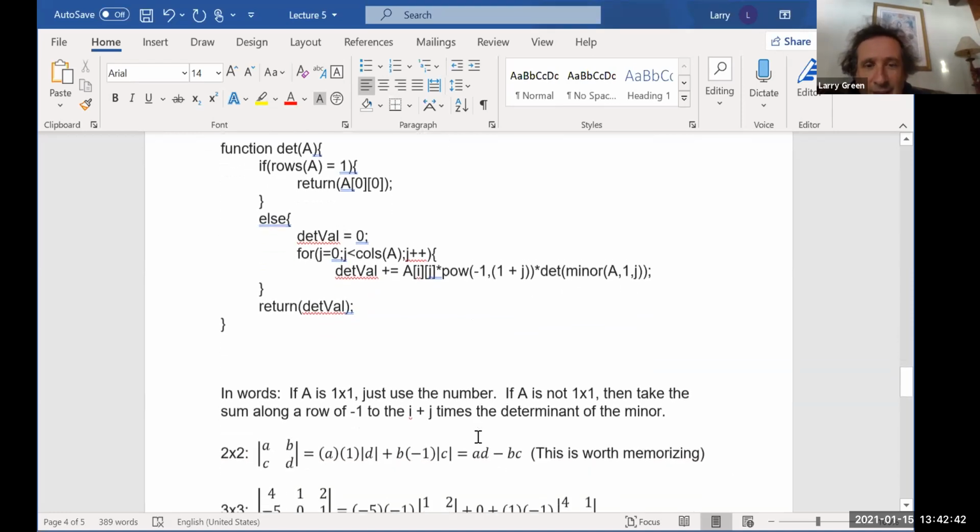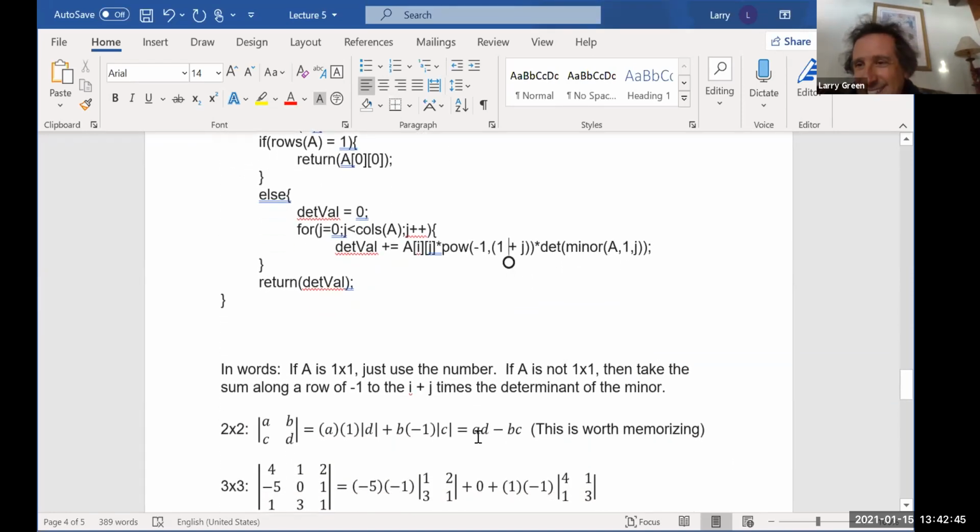So now let's talk about it if you have no idea what I just said. And that's words. And then if A is 1 by 1, use the number. Got it? Because we already had that definition. 1 by 1 matrix, you're done. You smile. But honestly, nobody ever works with 1 by 1 matrices because they're just numbers. Okay, so if A is not 1 by 1, then take the sum along a row, any row, of -1 to the I plus j times the determinant of the minor. And that's what we do.